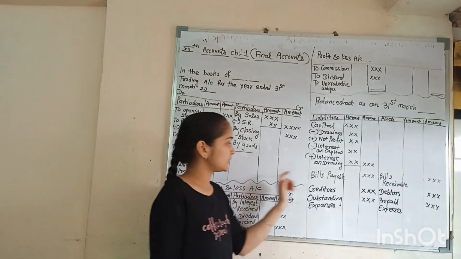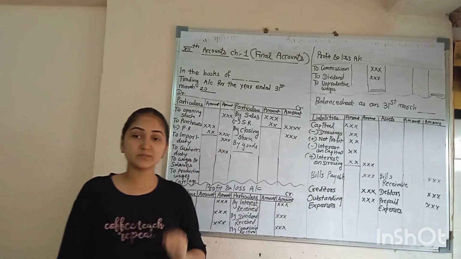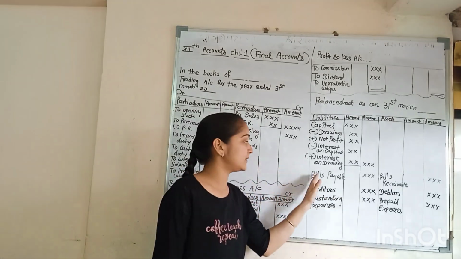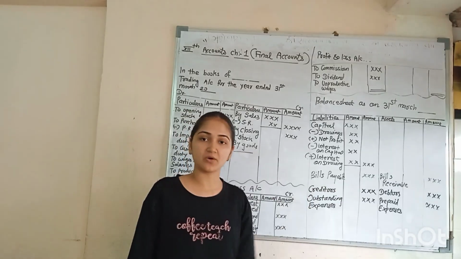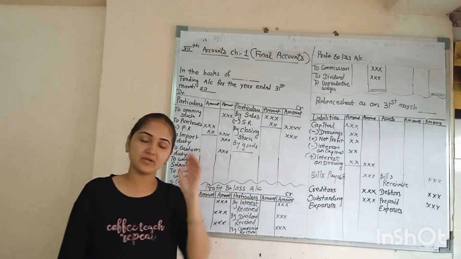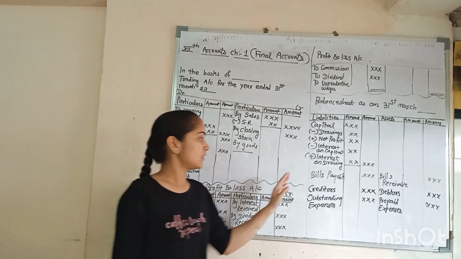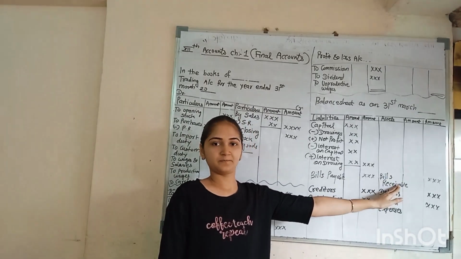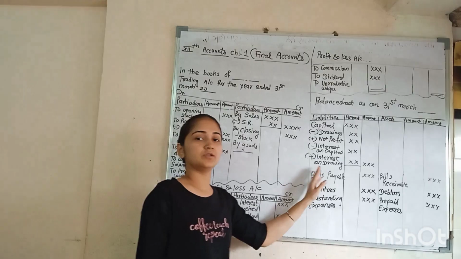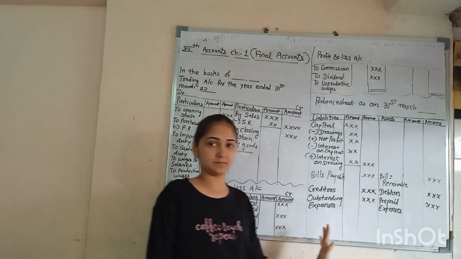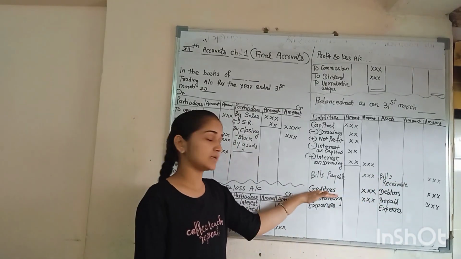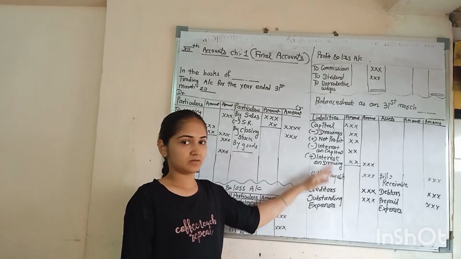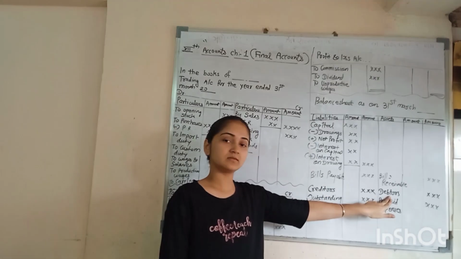Now the next one is bills payable, which comes on the liabilities side. Why? Because you have to pay to someone. You have a liability to pay to someone. Now, on the opposite side, the asset side, is bills receivable. Now, the next one is creditors. Opposite of creditors, debtors.